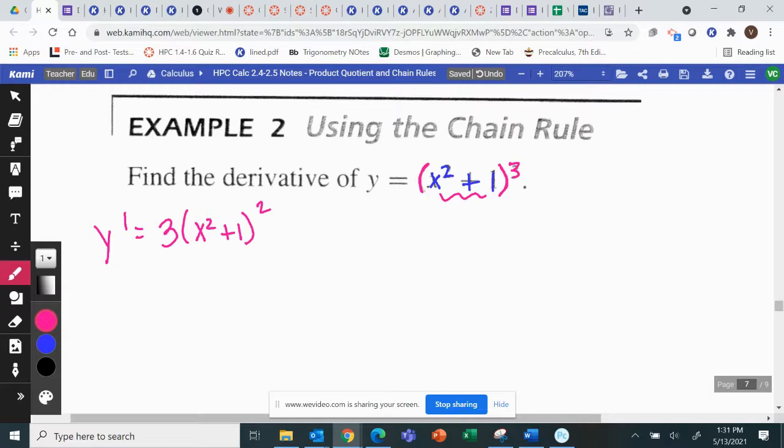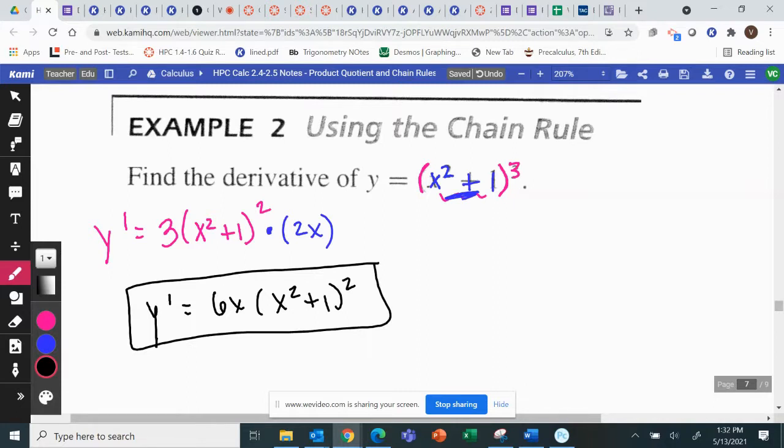Okay. So now, because we have other stuff on the inside, we have to multiply that by the derivative of the blue part. So now we take the derivative of x squared plus 1, which is 2x. And that is our derivative. So 6x multiplied by x squared plus 1 squared would be our derivative for this one.